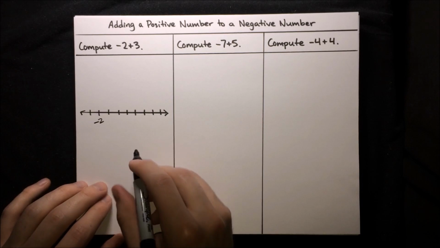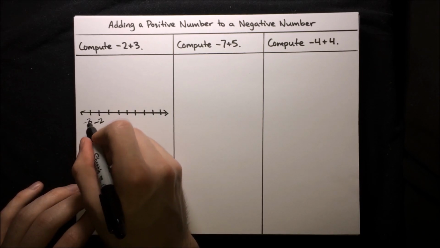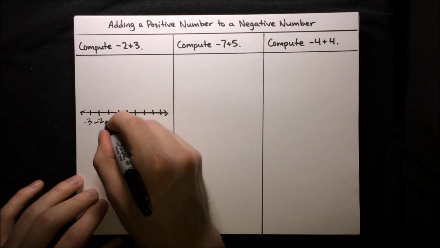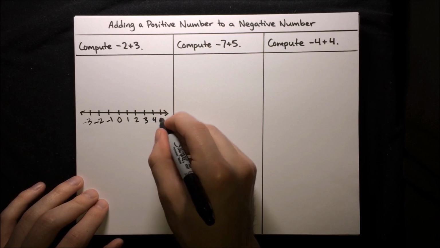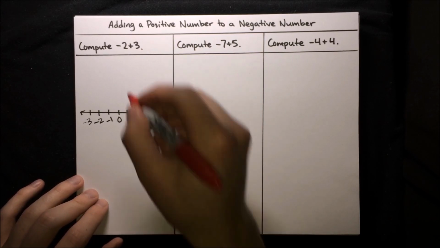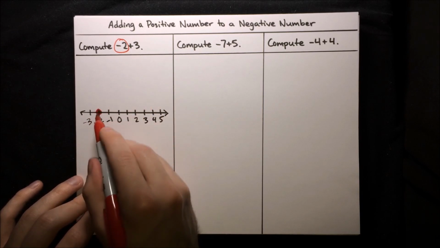And let's just fill in the rest of the tick marks. So negative 2 and then decreasing more, that's negative 3. And increasing goes negative 2, negative 1, 0, 1, 2, 3, 4, 5. Now we want to start at negative 2. So that's what we're going to start with. Put a dot there for negative 2.